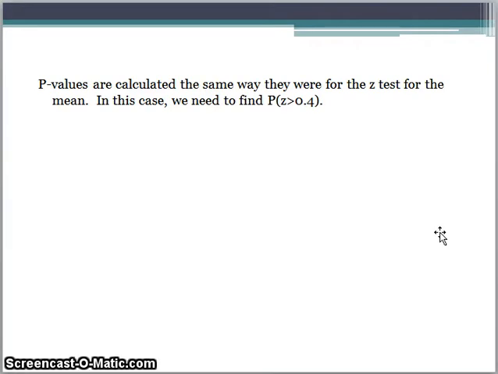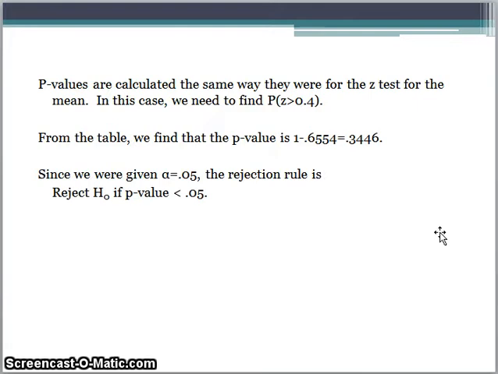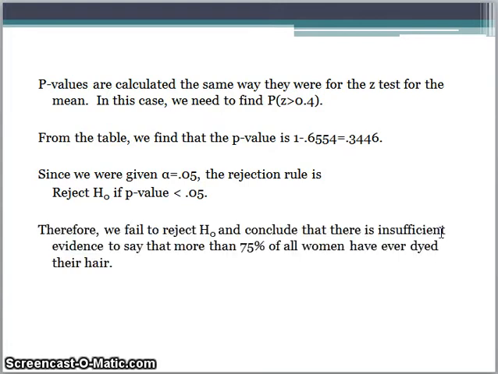P-values are calculated the same way we did for the other z-test. If we want to find the probability z is greater than 0.4, that's going to be 0.3446. Alpha is 0.05. So the rejection rule is reject H naught if p-value is less than 0.05. Remember, it's always less than. Because our p-value is not less than 0.05, we fail to reject H naught and say that there is not sufficient evidence to say that more than 75% of all women have ever dyed their hair.